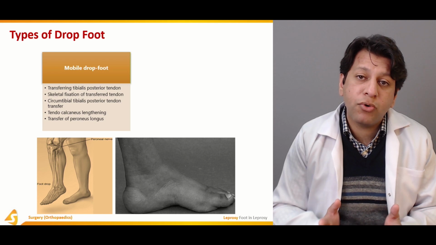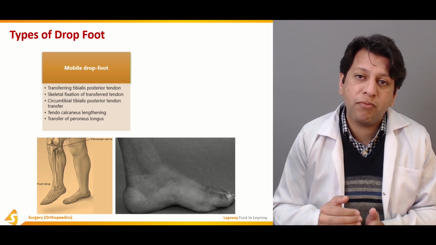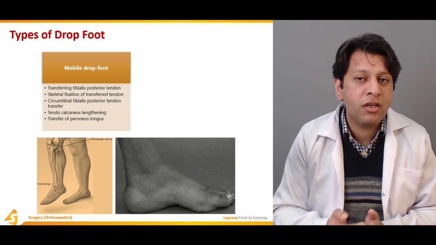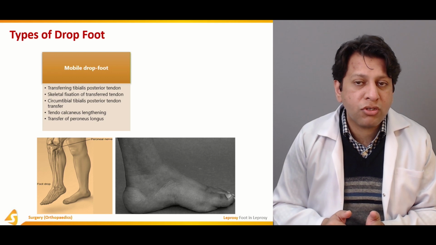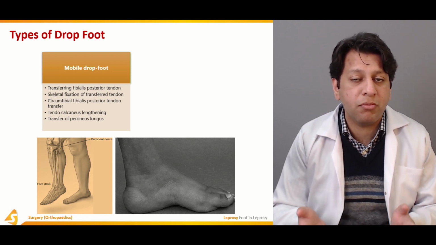Now, depending on whether the tibialis anterior is paralyzed, if the peroneus longus is working, we can transfer the peroneus longus to the tibialis anterior, or if the peroneus longus is also paralyzed, we can transfer the tibialis posterior in place of the tibialis anterior.